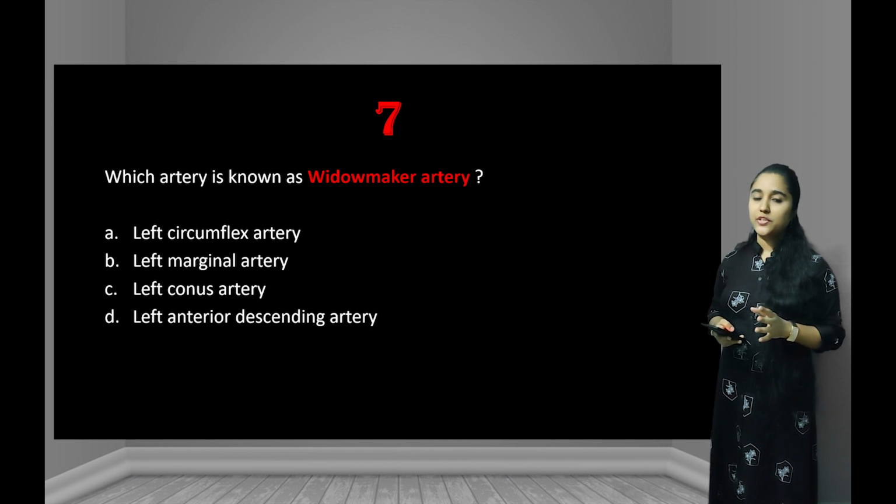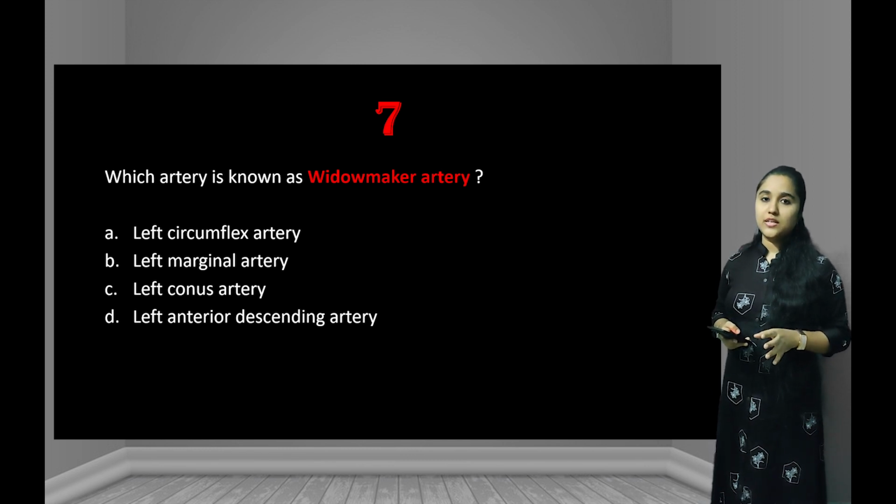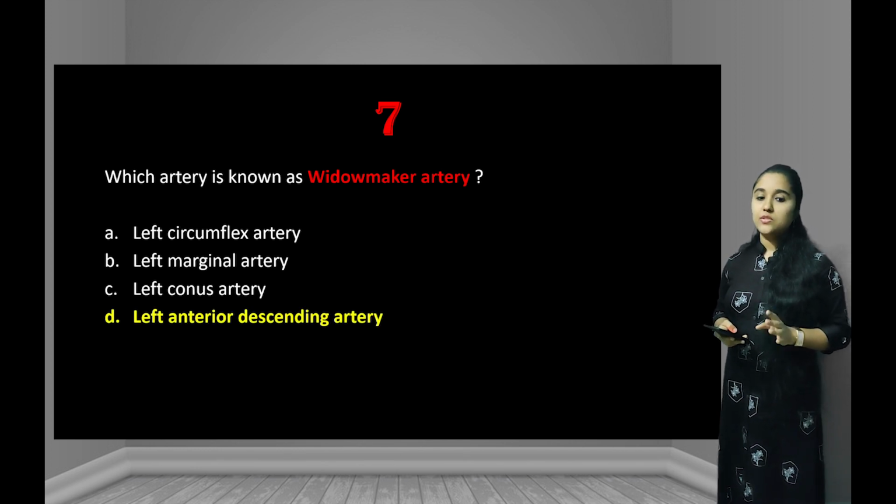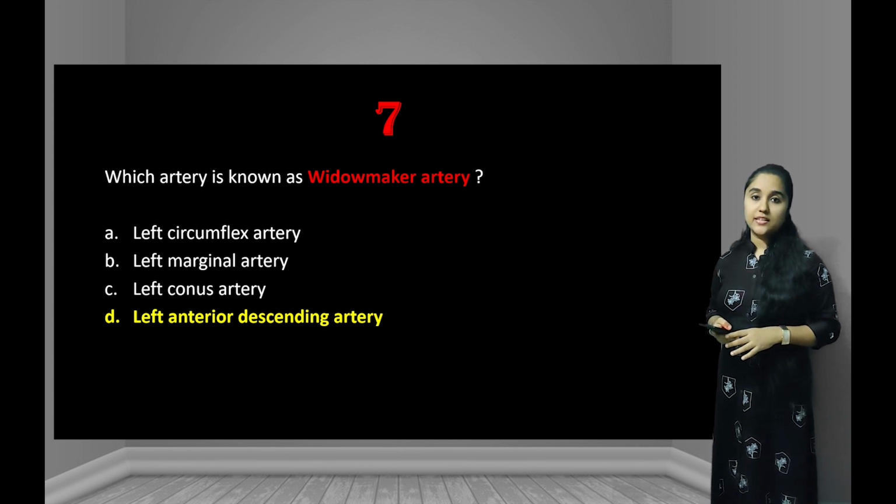So the first artery to get occluded in myocardial infarction, in about 40 to 50% patients, is the anterior interventricular artery or the left anterior descending artery. So the answer is D, that is left anterior descending artery.